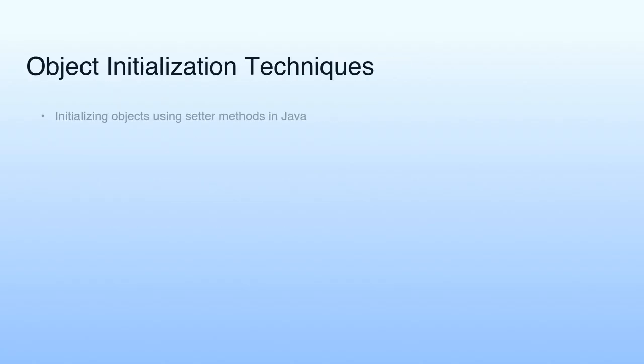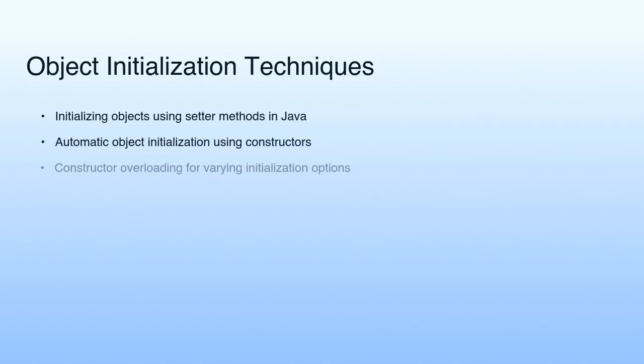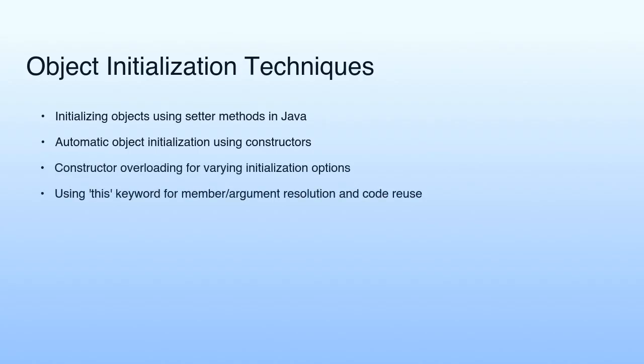Next, it explores various object initialization techniques, such as using setter methods, constructors for automatic initialization, constructor overloading for varying initialization options, and the usage of the this keyword for member or argument resolution and code reuse.